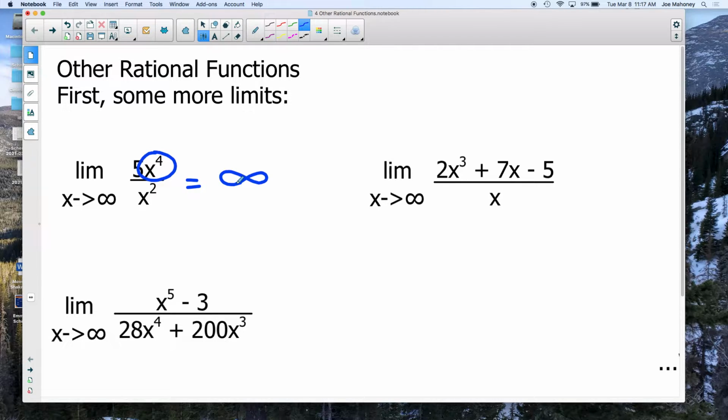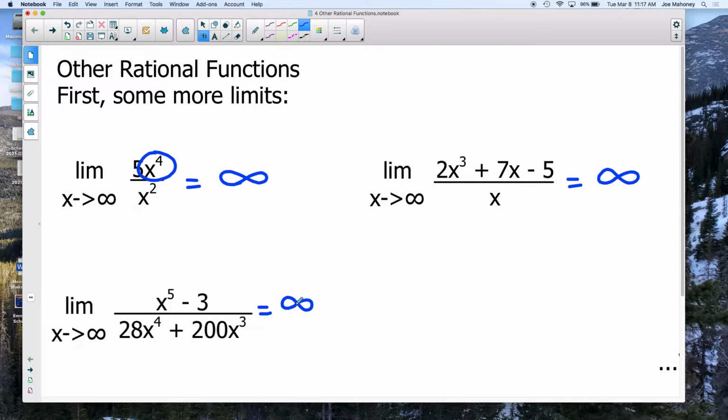So if you take a look at the one to the right now, again, I have a trinomial, but it's a 2x cubed over an x. That x cubed gets bigger faster than the x, so we go up to infinity. And even on the bottom, 28x to the fourth, 200x to the third, those are going to make my denominator really big really fast. But eventually, x to the fifth overtakes it.